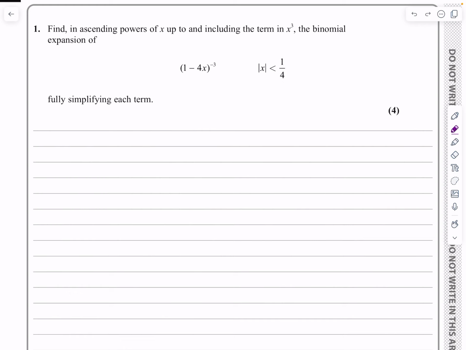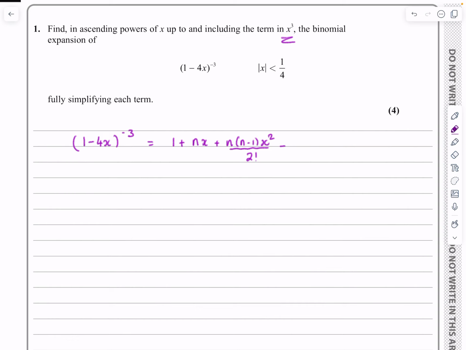We've got that (1 minus 4x) to the power of minus 3, and they want up to and including the term in x cubed. So what we're going to use from this is the idea that we know the formula in effect is 1 plus nx plus n(n minus 1) x squared over 2 factorial. You can just copy the formula straight out, but I like to almost derive it.